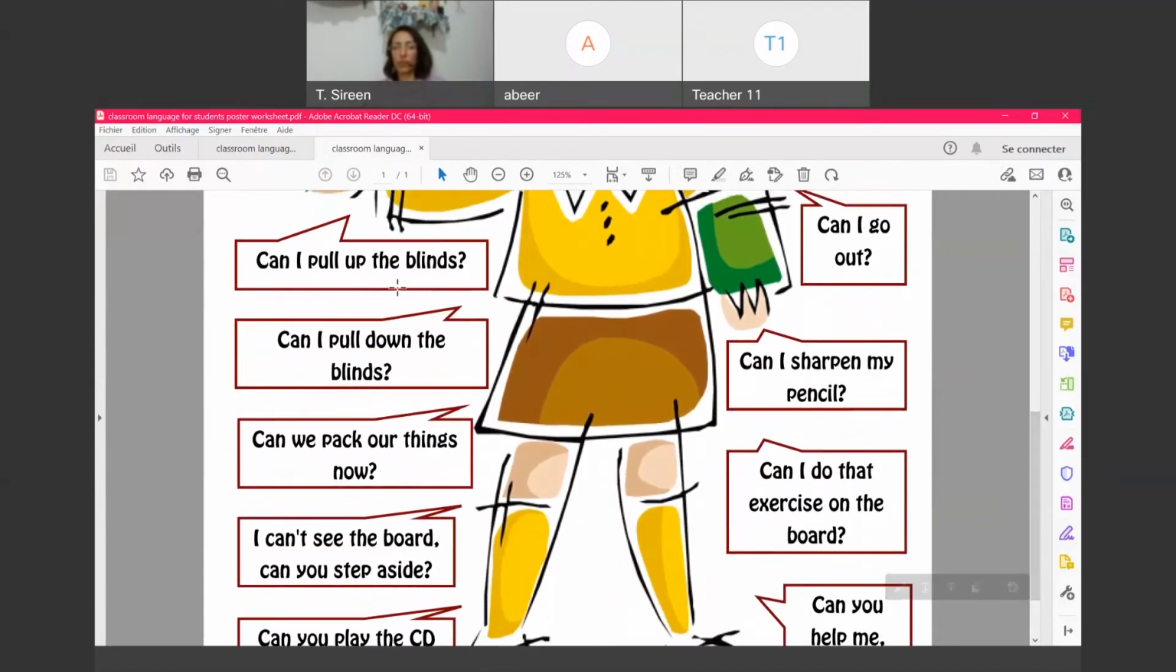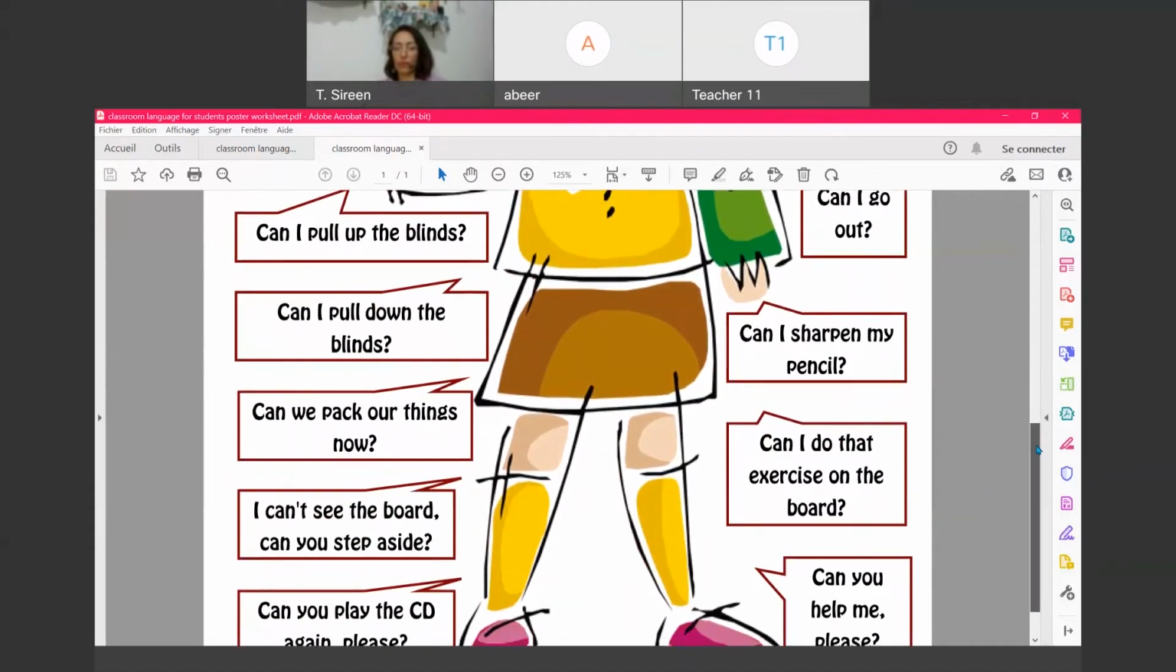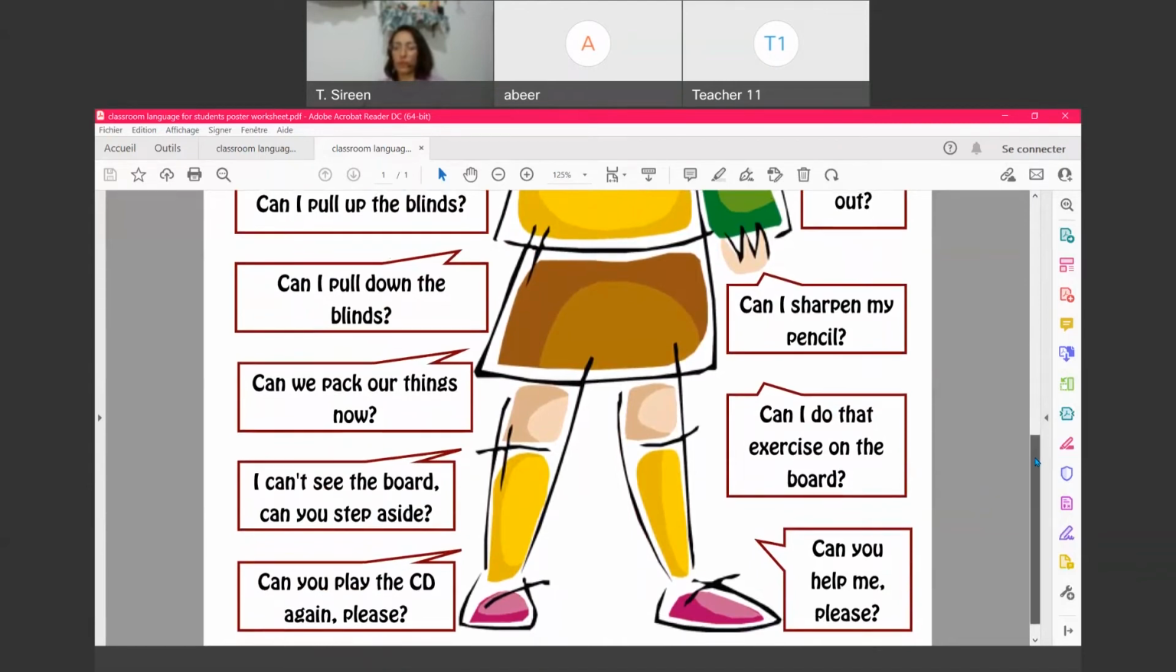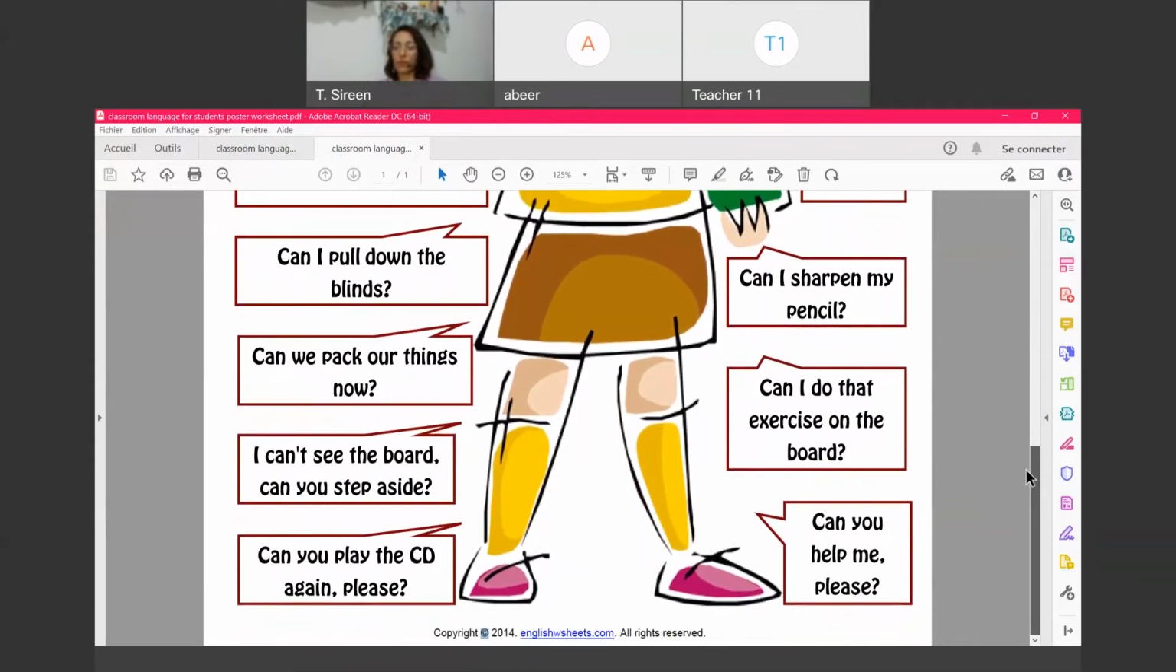Can I pull up the blinds? Can I pull down the blinds? Can we pack our things now? I can't see the board. Can you step aside? Can I go out? Can I sharpen my pencil? Can I do that exercise on the board? Can you play the CD again, please? Can you help me, please?